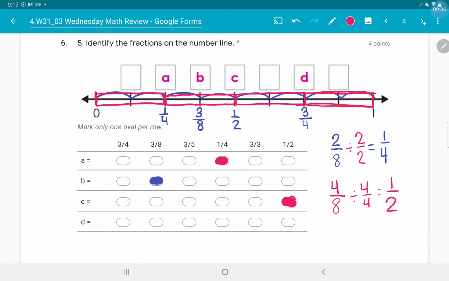And then D. D, we have 6/8. And Dylan said that was equal to 3/4. How could we prove that 6/8 is equal to 3/4? What would I need to divide by?